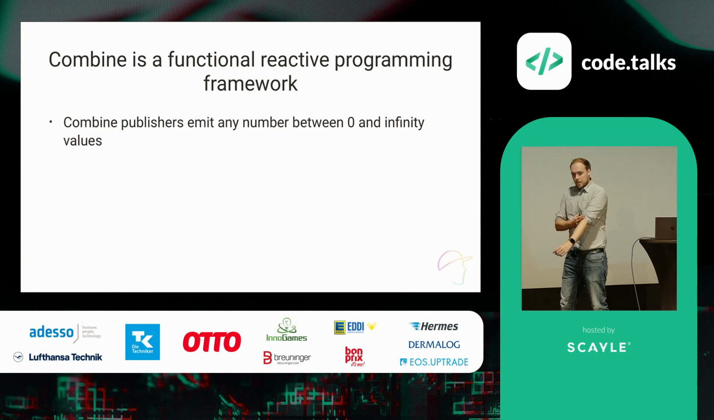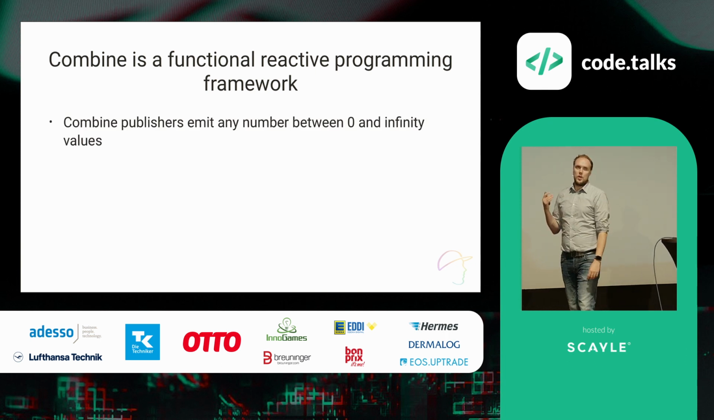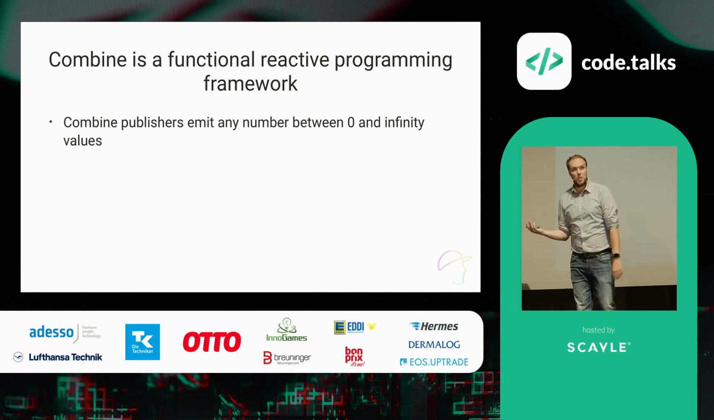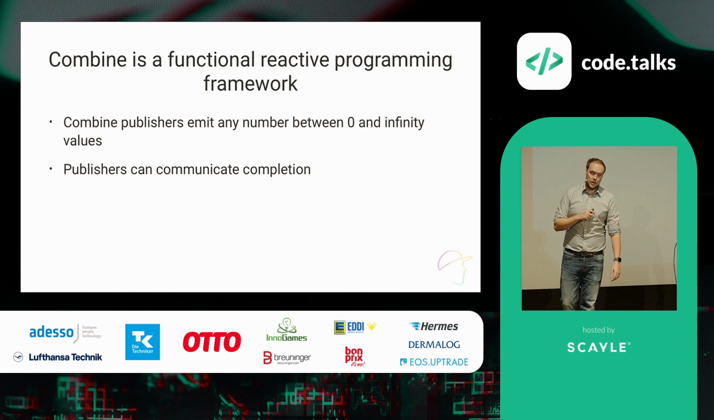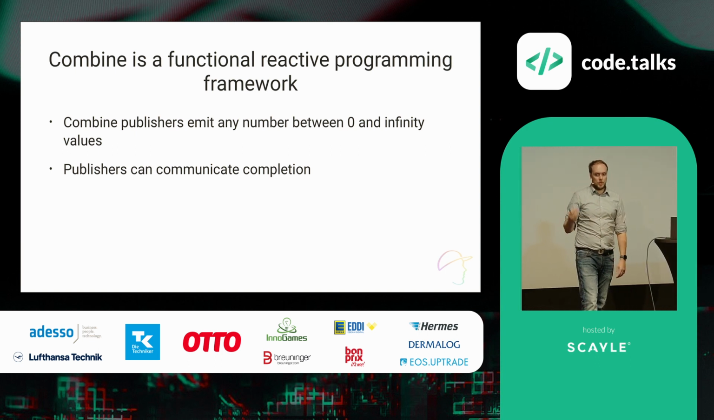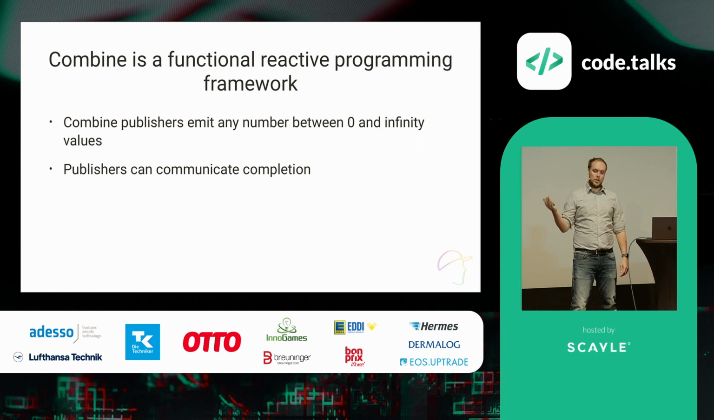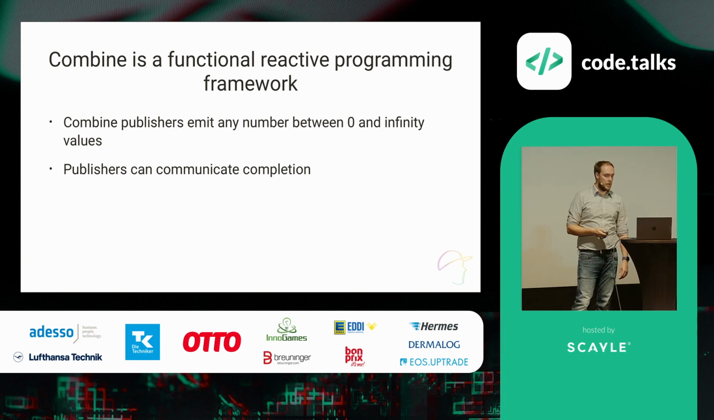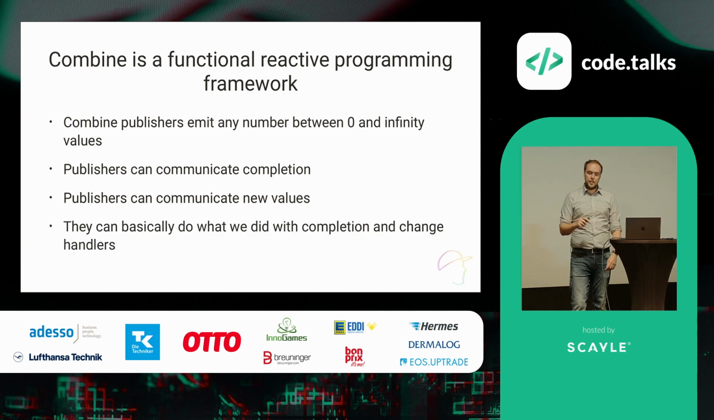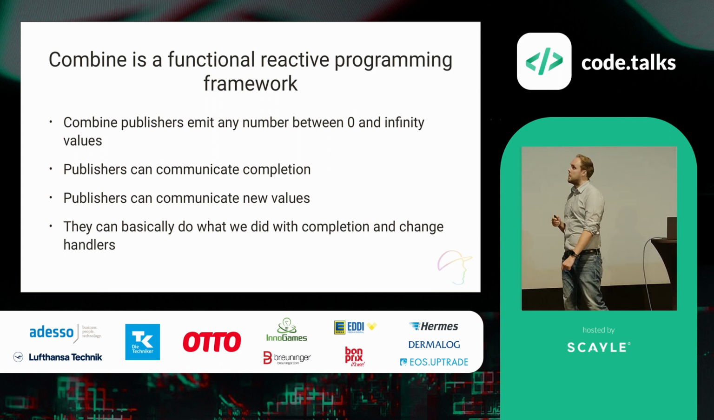Now, Combine publishers emit any number between 0 and infinity values. Right? Some publishers might complete at some point, others might never complete. They can communicate a completion event, so a publisher, when it completes, will tell its subscribers, hey, I'm done, you can move on to the next thing now. They can communicate new values, so whenever state changes, you will know about it. And they can basically do what we did before with completion and change handlers, so that's great.